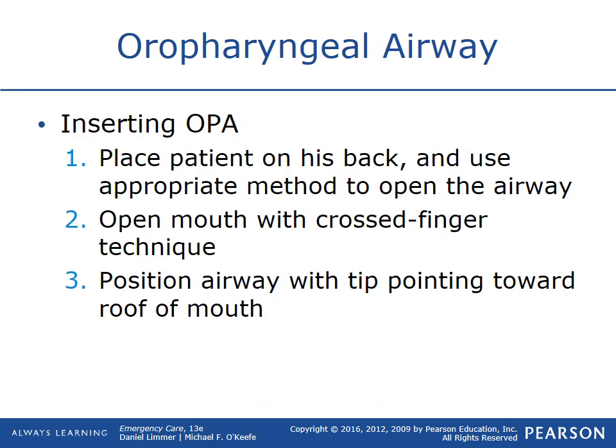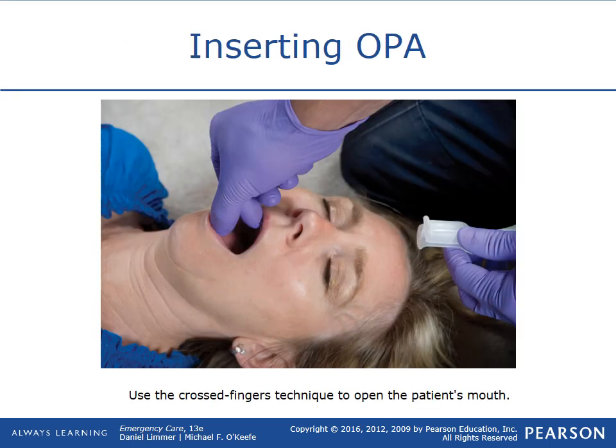So, inserting an OPA. Place the patient on his back and use the appropriate method to open the airway. Open the mouth with a crossed finger technique. Position the airway with the tip pointing towards the roof of the mouth. And then rotate it 180 degrees when you put it in, because you're putting it in upside down. Here's the crossed finger technique to open their mouth.